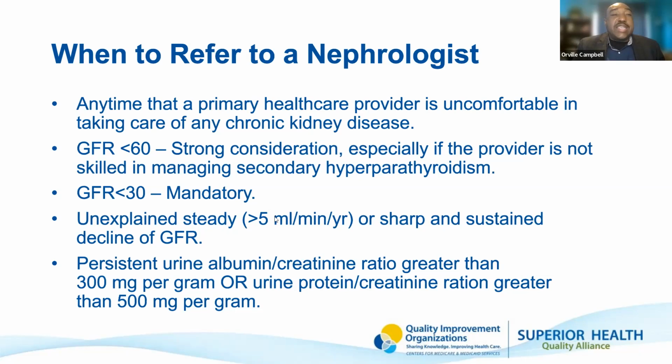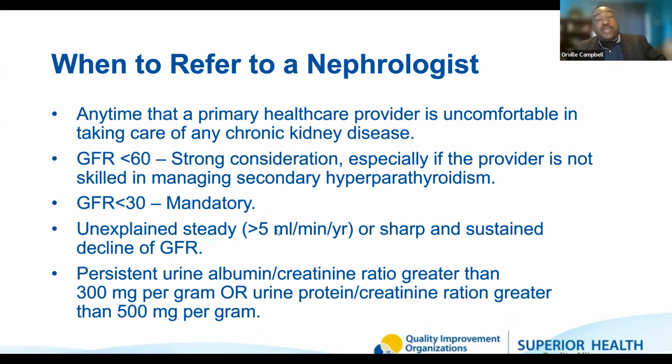Also, that's when anemia really starts to set in, because guess what your kidney makes besides vitamin D? It makes erythropoietin. So if it's not being efficient making erythropoietin, the bone marrow is not going to be as efficient in producing red blood cells. Persistent urine albumin to creatinine ratio greater than 300. That's very, very important.